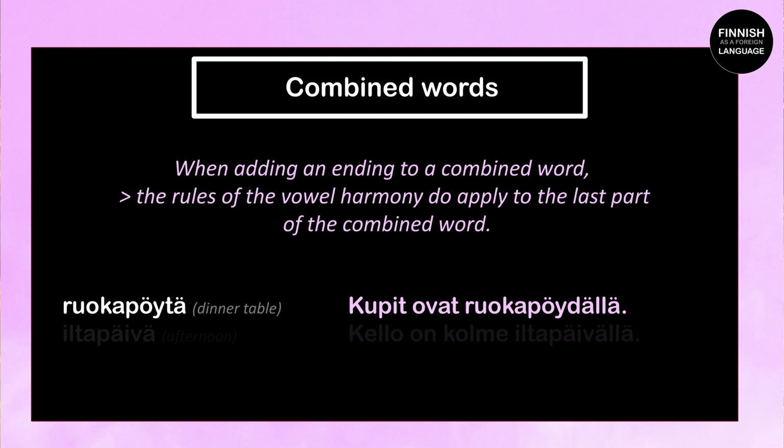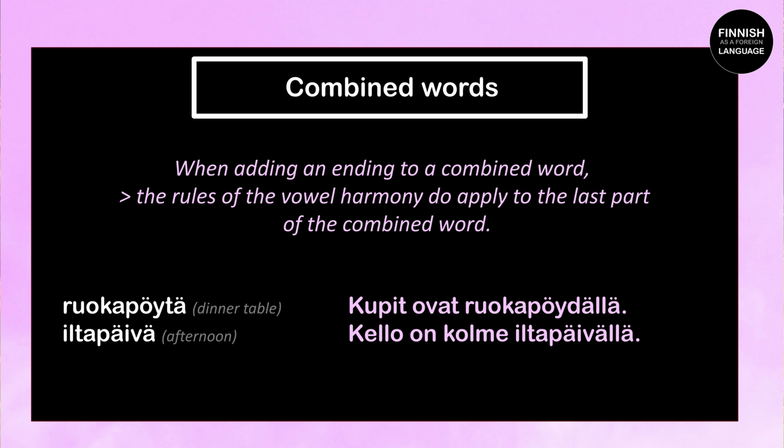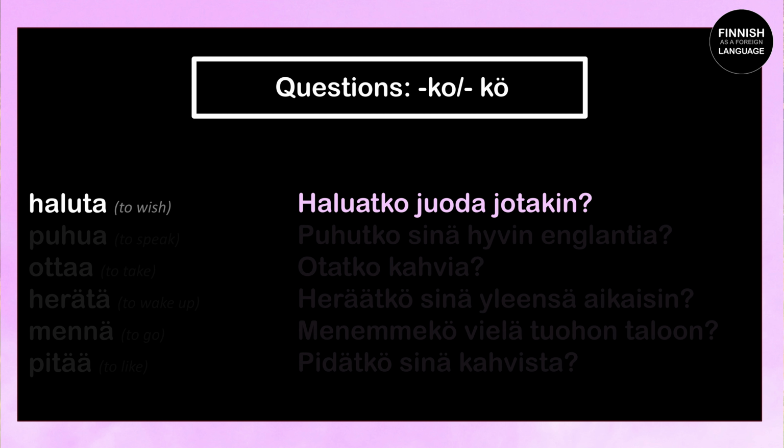Alright, next one. Kello on 3 iltapäivällä means it's 3 o'clock in the afternoon. So iltapäivällä is the adessive case of iltapäivä, which is a combined word of ilta, which means evening, and päivä, which means day. And as the rule says, when we have a combined word, we have to apply the rules of the vowel harmony to the last part of the combined word. Now we are at chapter 8, the question marker ko and kö. Let's start with our first example. Haluatko juoda jotakin?